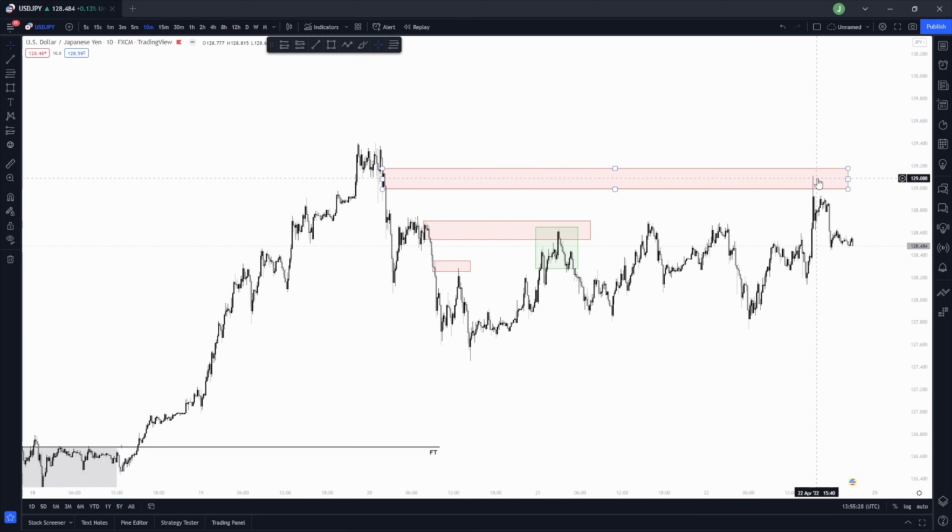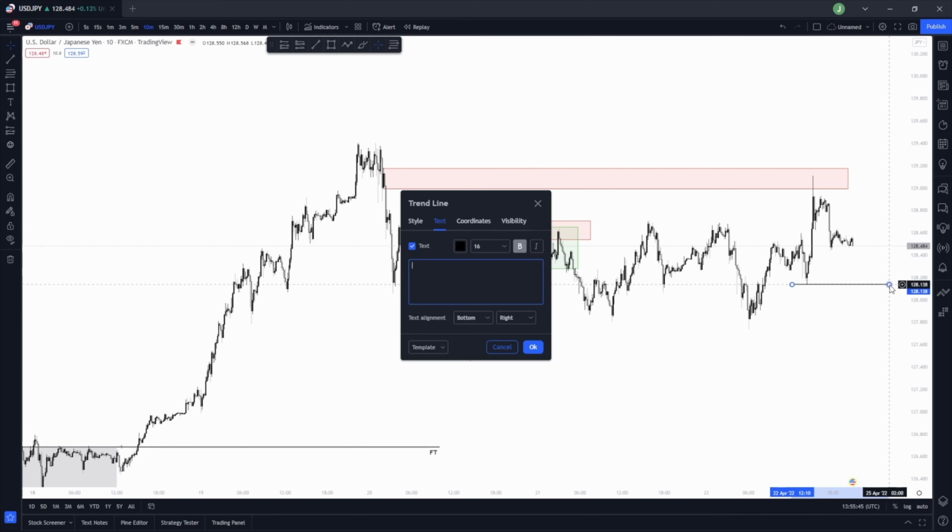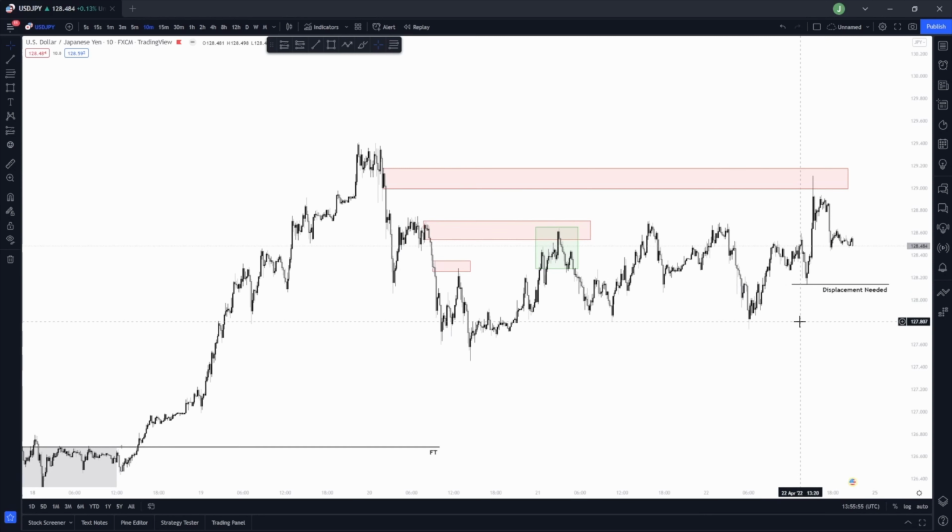And now finally again, we've had another reaction from the third supply zone, arguably just waiting for a displacement around this level, so 128.13. If we actually draw that on with a line tool, in my eyes, if we displace this low, that's when I will then start looking for some longer term sells, because the second it penetrates that, obviously it confirms some short term bearishness.